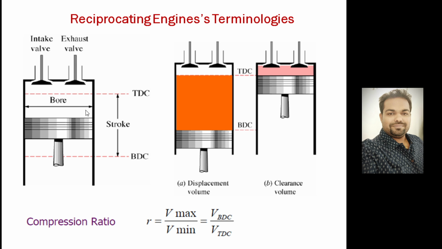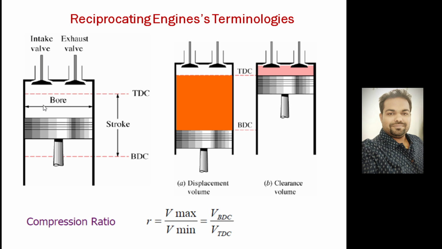This is the piston, which will be moving between two fixed points. One is the lowest point, one is the topmost point. The topmost point is known as top dead center. The bottommost point is known as bottom dead center. Over the piston head, this is called the cylinder head. There are two valves. One is the intake valve, and another is called the exhaust valve.